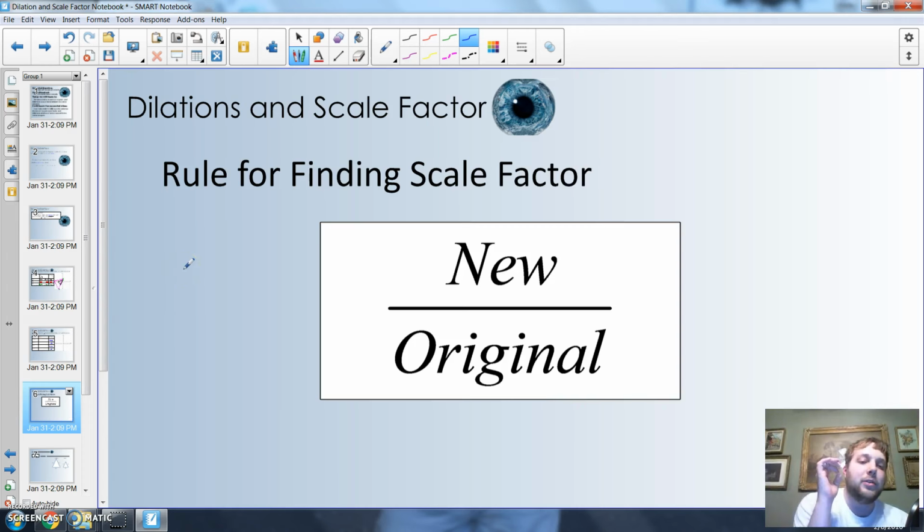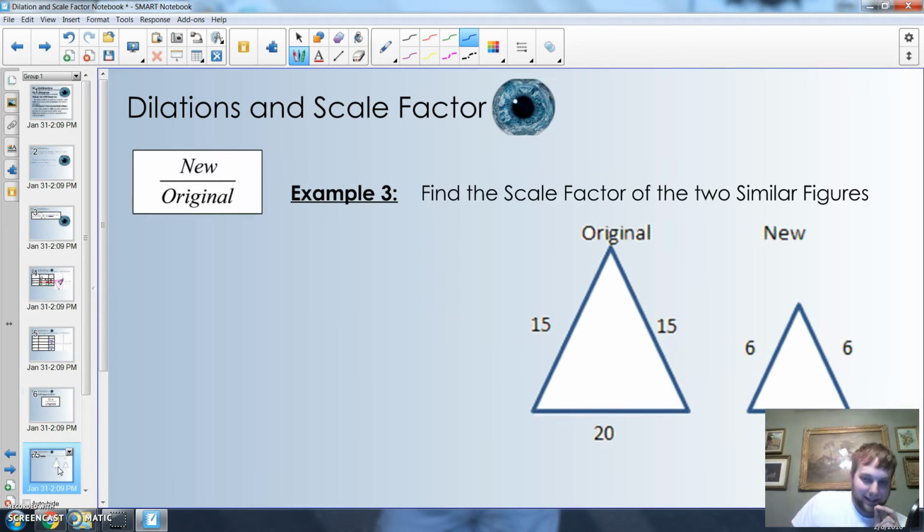Alright, here's how you find the scale factor. Here's the formula for scale factor. It's your new over your original. So your new points divided by the original point. For instance, find the scale factor.